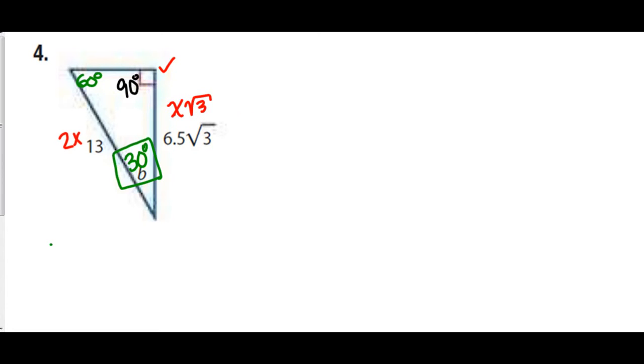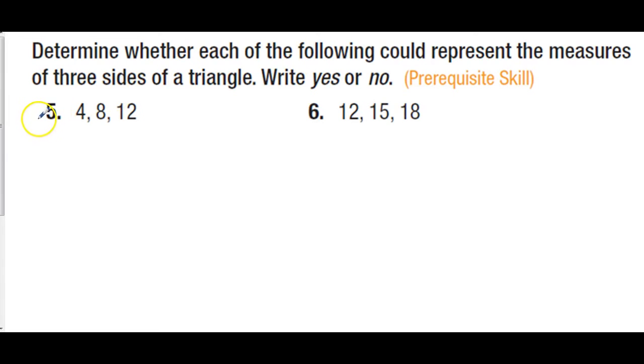Moving on to our next set of questions, the directions say, determine whether each of the following could represent the measures of 3 sides of a triangle. Right, yes or no? And notice there's no qualifications about what type of triangle we're dealing with. So some prior knowledge to bring back is the triangle inequality theorem.